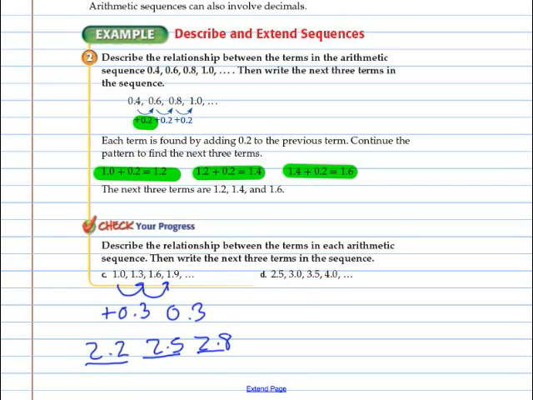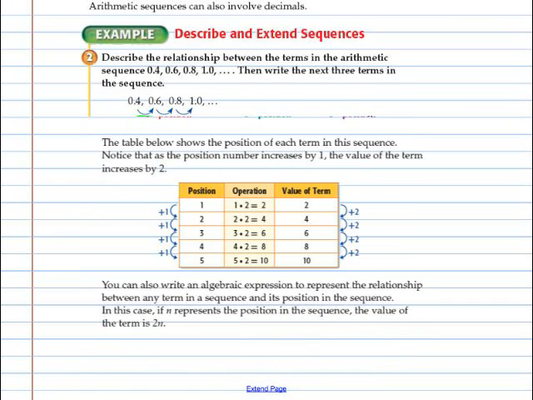In example D, it appears that we're adding 5 tenths to each previous term. We test that. We see that it's true. So we add 5 tenths to get the next 3 terms. 4 plus 5 tenths becomes 4 and 5 tenths. 4 and 5 tenths plus 5 tenths becomes 5 and 0 tenths. And our final term, 5 plus 5/10 becomes 5 5/10.